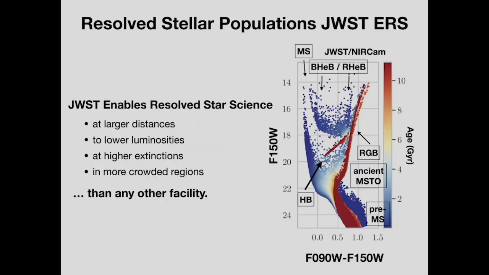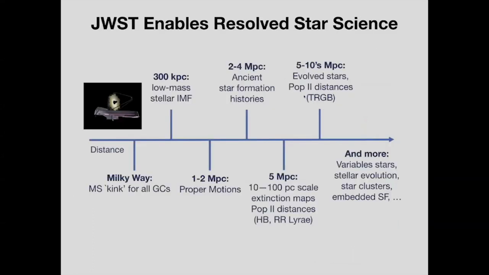So what JWST is going to do in this science area is enable resolved star science studies at larger distances, to lower luminosities, in regions of higher extinction and areas of higher crowding than any other facility, including HST, have been able to do. And so the goal of our program is to provide the tools that enable the community to pursue science in these areas.